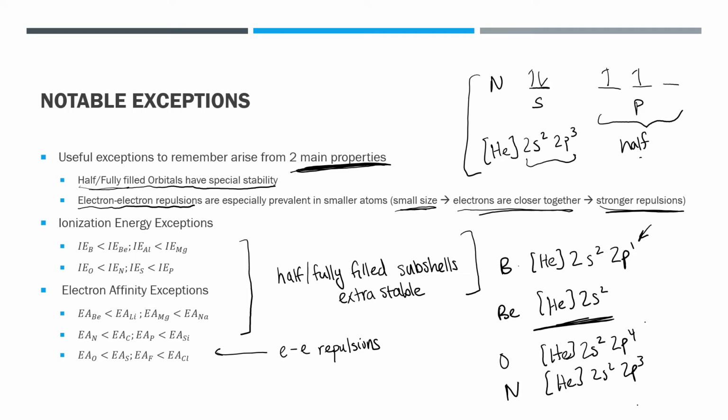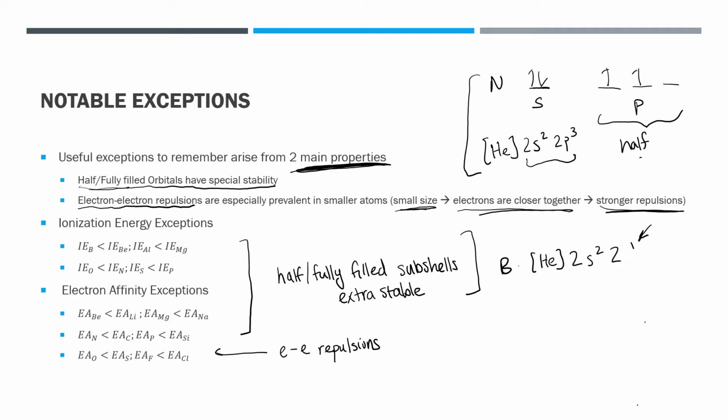Now I want to talk about electron affinity exceptions, and these are basically exactly the same as the ionization energy exceptions. If we look at beryllium and lithium, beryllium has the electron configuration helium 2s2, whereas lithium has the electron configuration helium 2s1. So what is going to be easier to shove an electron into, basically? The higher electron affinity means it likes to grab on to an electron more.